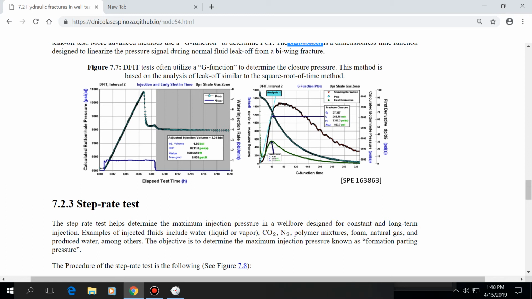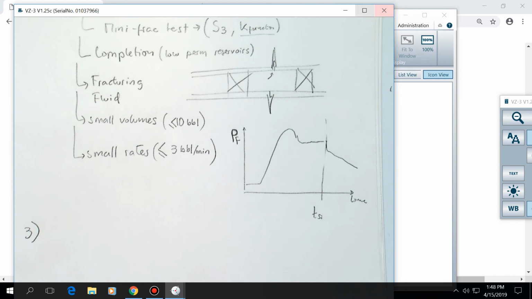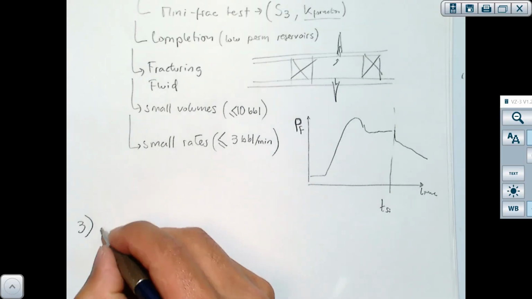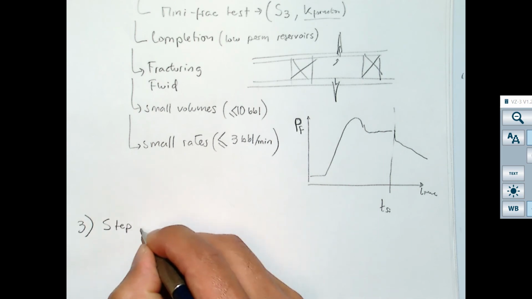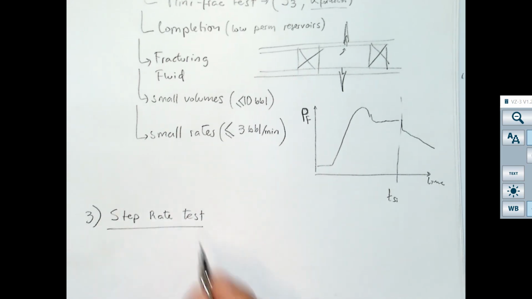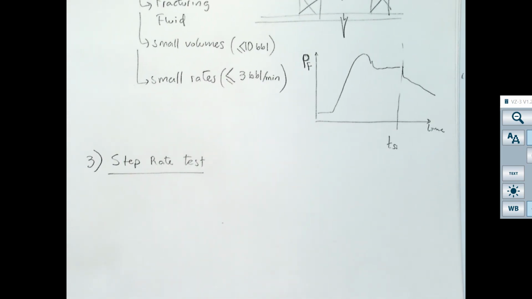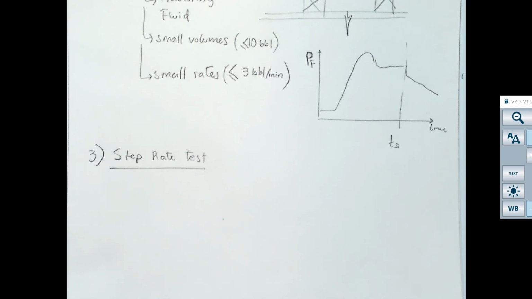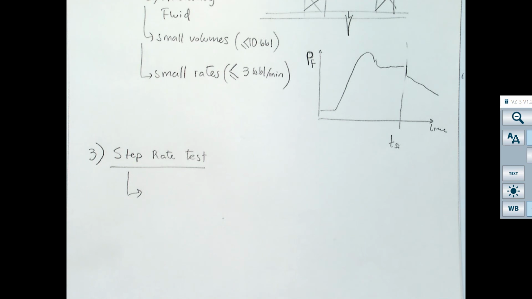There is one more method I'd like to talk about that also involves a hydraulic fracture, but it's quite different from the ones that we have seen so far. And that one is the step rate test. In the step rate test, what you want to do is find what is the maximum injection pressure for not fracturing a wellbore. Okay?